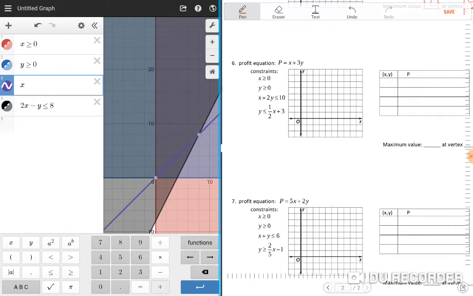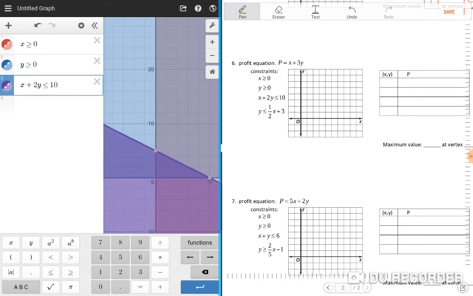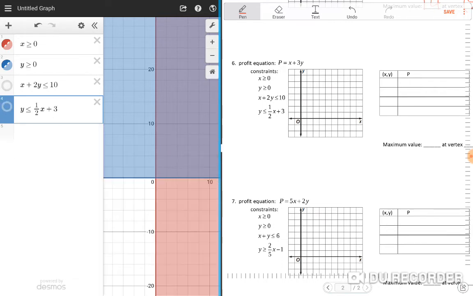X plus 2y less than or equal to 10. And then y less than or equal to 1/2 x plus 3. Alright, so let's go region by region and see where this.